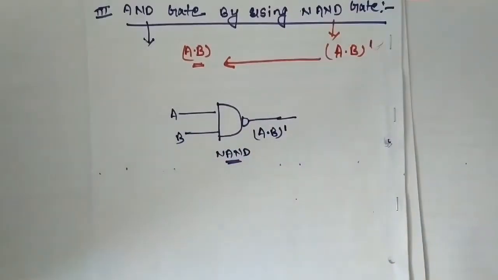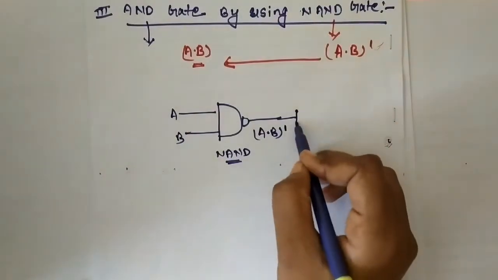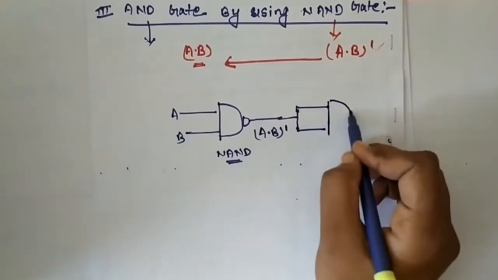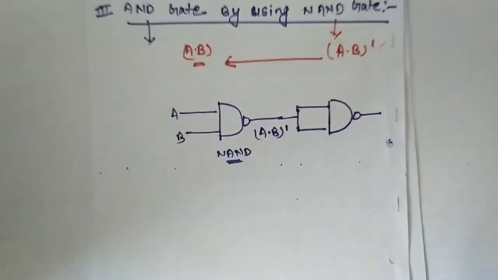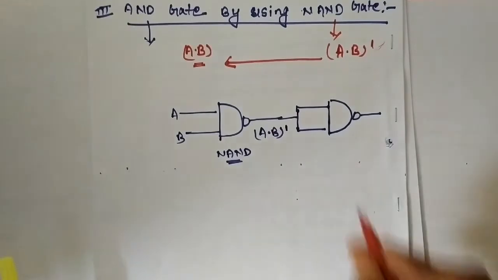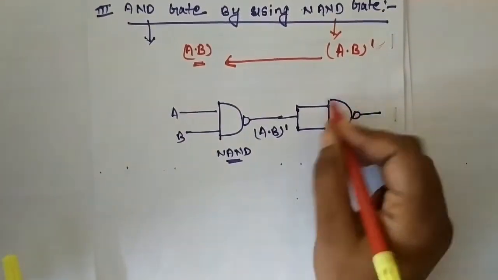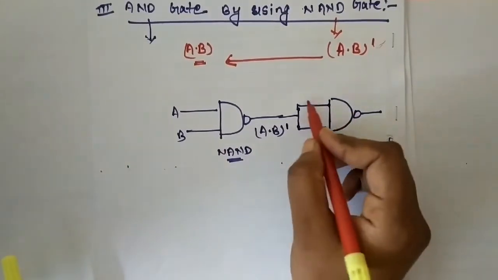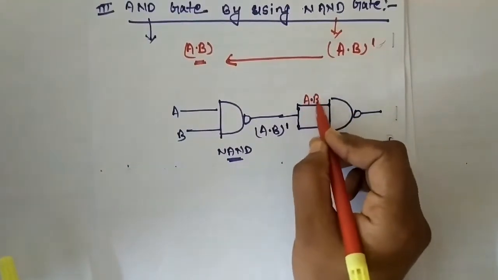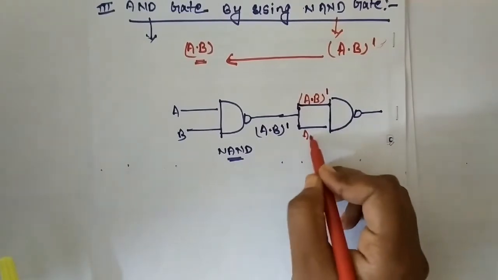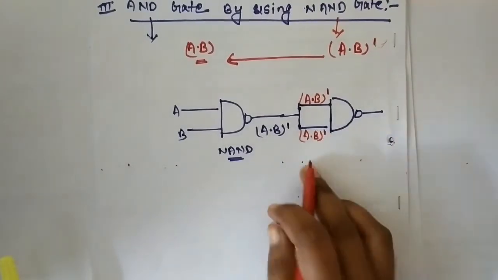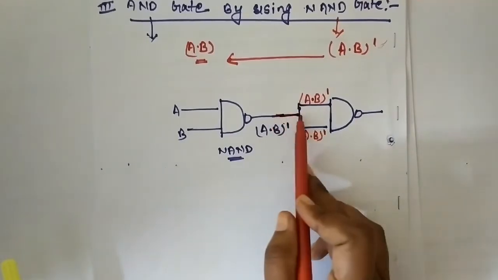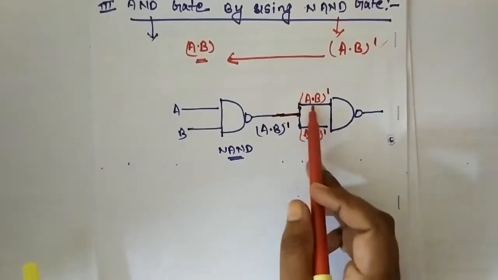After that we again use one NAND gate. So let's see what is the input of this NAND gate. The output of the first NAND gate is the input of this NAND gate. So this is A into B whole dash. This is the first input and the second input is also A into B whole dash. Both are the same because it provides only one input, so this input is divided into two parts.